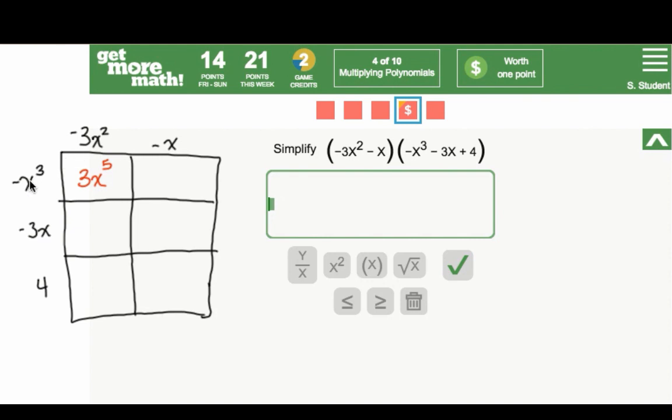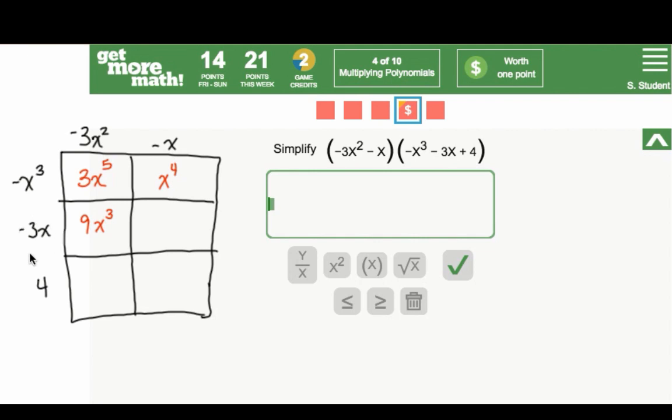Then you're going to do negative x cubed times negative x. Negative times negative is a positive, so it's going to be a 1, but we're not going to put the 1. And then x to the third and x, there are 4 x's. Next, we're going to do the negative 3 times the negative 3x squared. Negative 3 times negative 3 is 9. And then x times an x squared, you have how many? 2 plus 1. You have 3 x's.